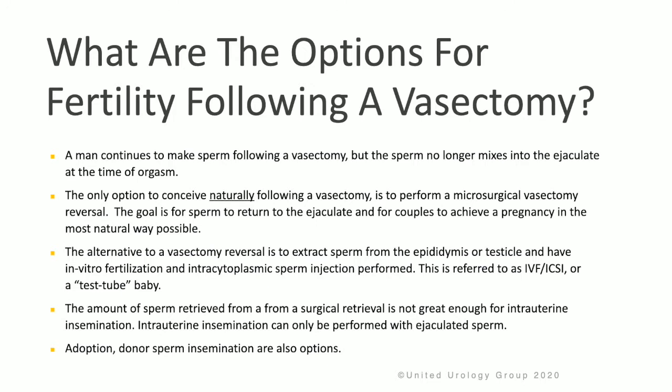The alternative to a vasectomy reversal is to extract sperm from the epididymis or testicle and then have in vitro fertilization and intracytoplasmic sperm injection. This is referred to as IVF ICSI or a test tube baby. The amount of sperm retrieved from a surgical retrieval is not enough for intrauterine insemination. Intrauterine insemination, or IUI, can only be performed with ejaculated sperm. Adoption and donor sperm insemination are also options to have a baby following a vasectomy.